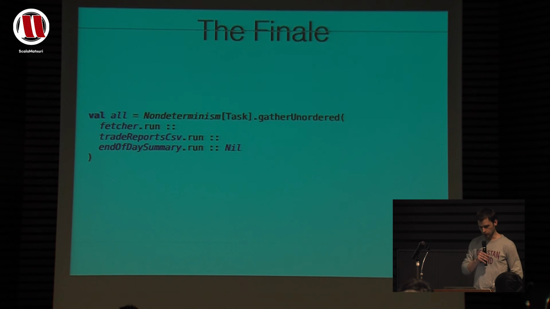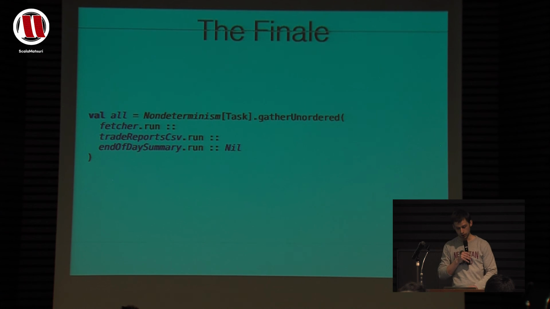So finally, we split two things, or three things actually. We have the fetcher, which just fetches the trade reports. We have the trade reports CSV process and the end of day summary process. At the moment, all of them are processes. Once we run them, we will get back the actual task. And similarly, as in the introduction, we can use non-determinism to combine these three tasks into one, and then we can run it for its effect, and these things produce nice trade reports, and then end up in two different CSV files.